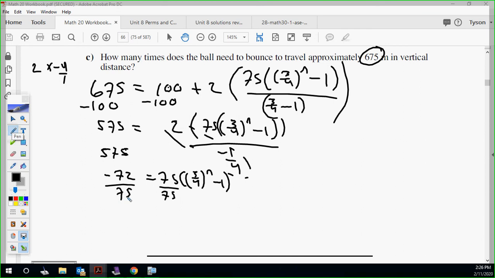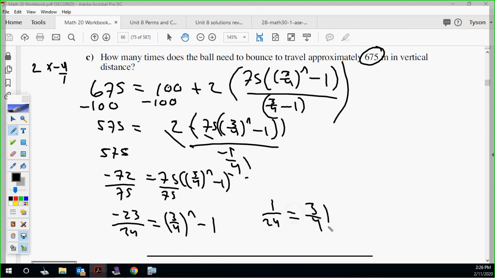And that gets me, I think, 23 over 24. That reduces to negative 23 over 24. And we're almost done. Now comes the part where we're going to use a calculator, and we're going to add 1. So negative 23 over 24 plus 1 gives me 1/24.